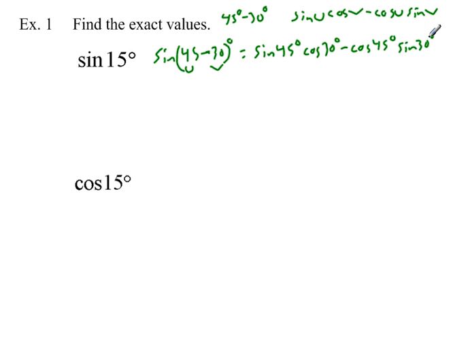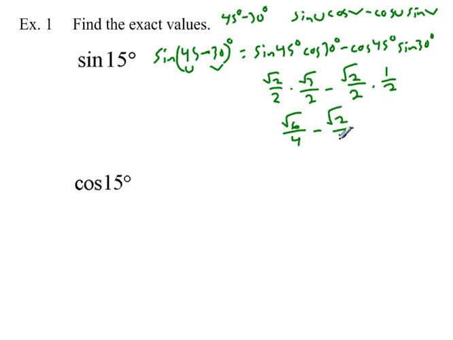Hey, having a unit circle here will save you a ton of time. Sine of 45 degrees is square root of 2 over 2. Cosine of 30 is square root of 3 over 2, minus the cosine of 45 degrees, which is square root of 2 over 2, times the sine of 30, which is 1/2. Top times the top, bottom times the bottom gives us the square root of 6 over 4 minus the square root of 2 over 4.